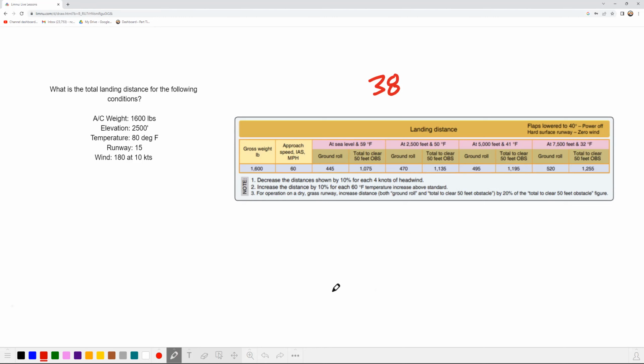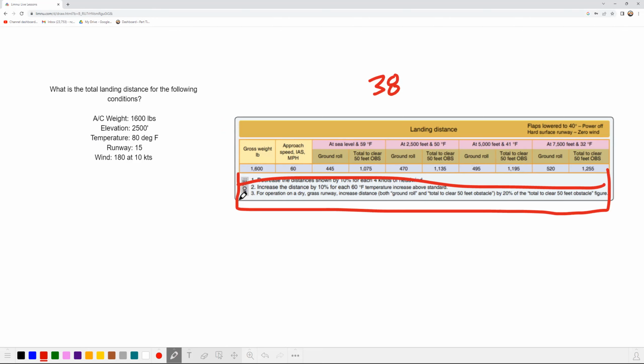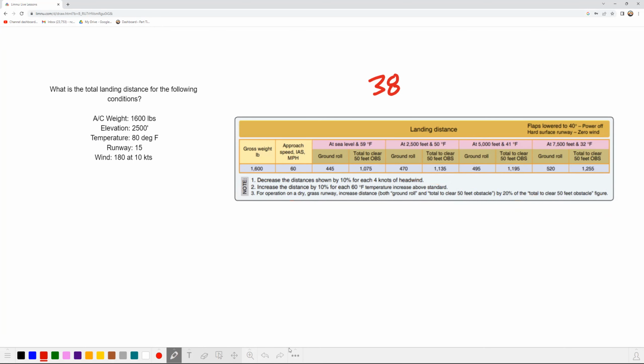And your job is to use the information over here to come up with a landing distance. So the best way to explain this is an example. Aircraft weight 1,600 pounds. There's only one option for that. There's only one row. If this was your actual aircraft landing performance chart, I assume that it would have more rows for aircraft weight. But on the FAA, they only have the one. So we know we're using this row.